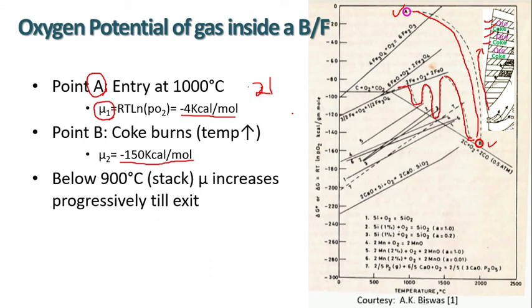So in this class we have studied the oxygen potential of the gas, how it changes, what its importance is, and how we can calculate the equilibrium carbon monoxide to carbon dioxide ratio for a particular iron oxide reduction reaction. So that's all for this class.